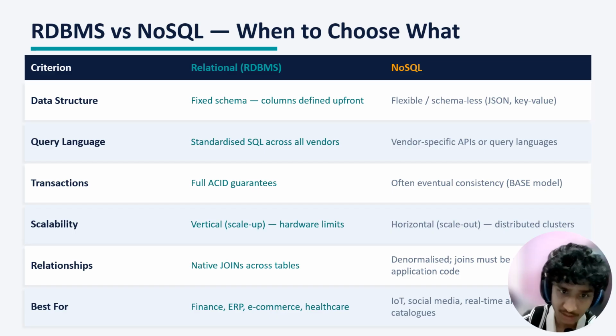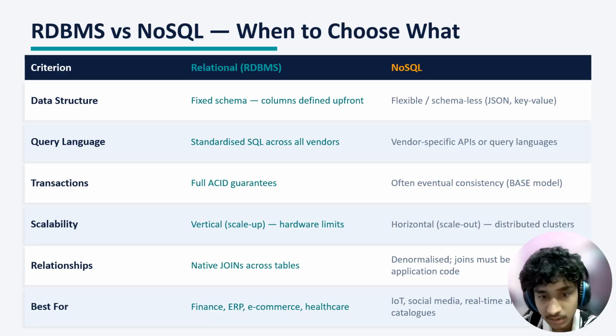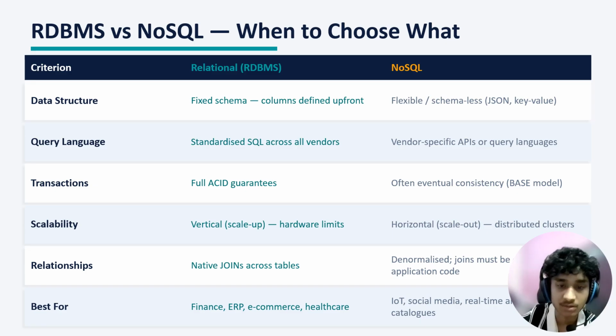So relational database or RDBMS is mainly best for finance, ERP, e-commerce, healthcare, whereas NoSQL is mainly best for IoT, Internet of Things, social media, and real-time catalogs, etc.